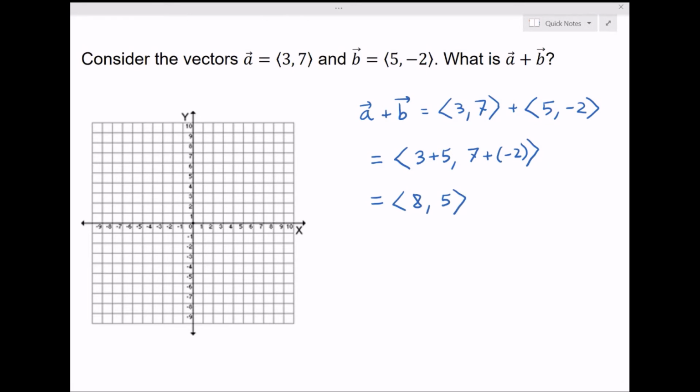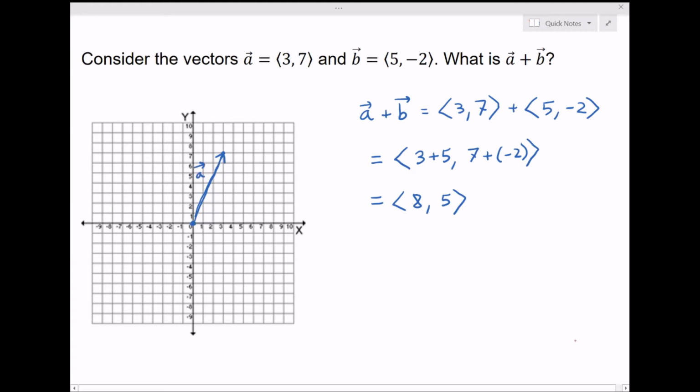And just to see this visually, let's draw this. So let's start with a, 3 comma 7. We start with the first vector at the origin, right? And we go right 3, up 7. That's this vector or arrow here. And so this blue vector is a.